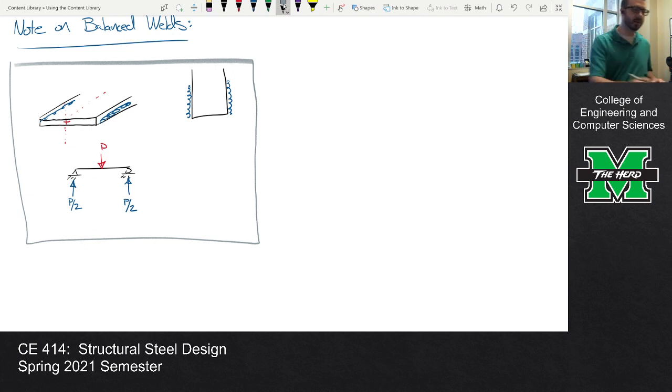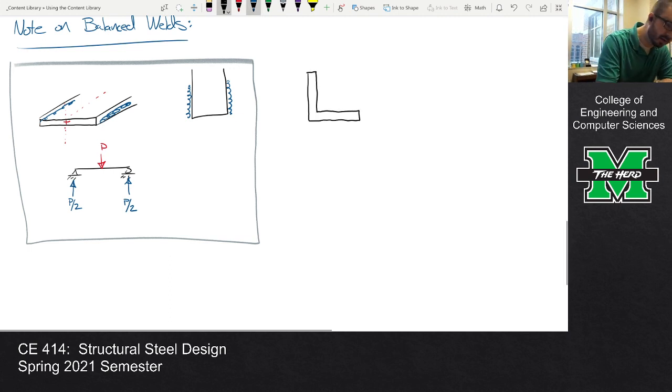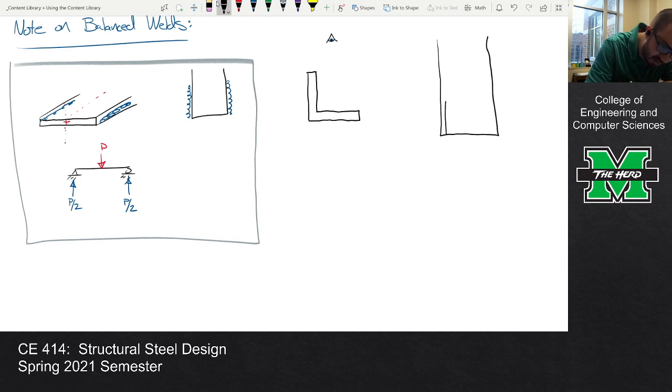Okay, now, the question is, what about an angle? Or if I looked at it like this, then I would have that, but then this would be that little leg sticking up, right? Like this part right there is that little leg sticking up, all right?